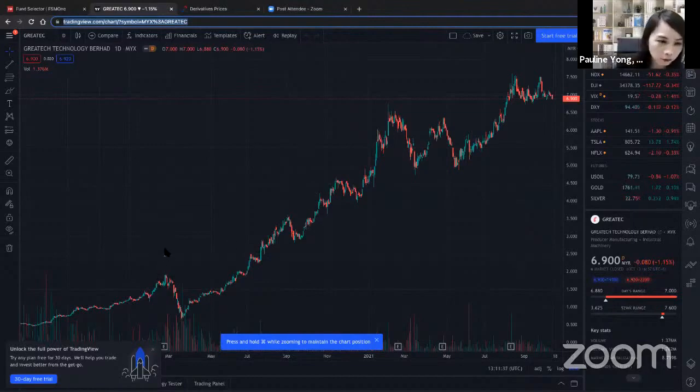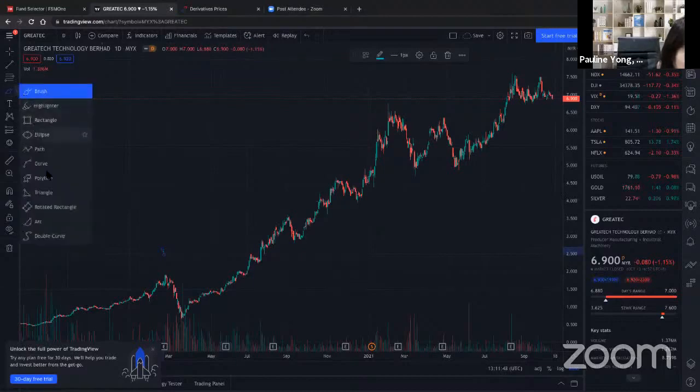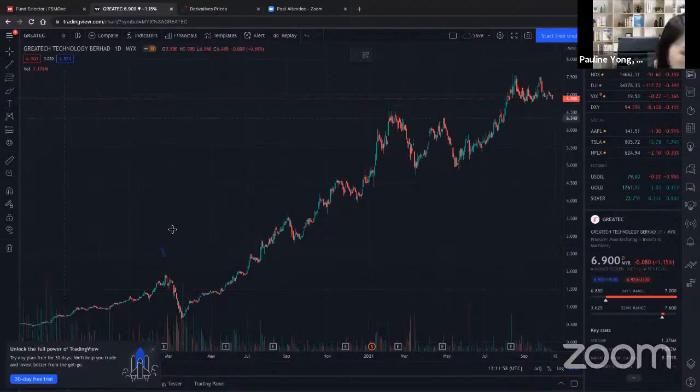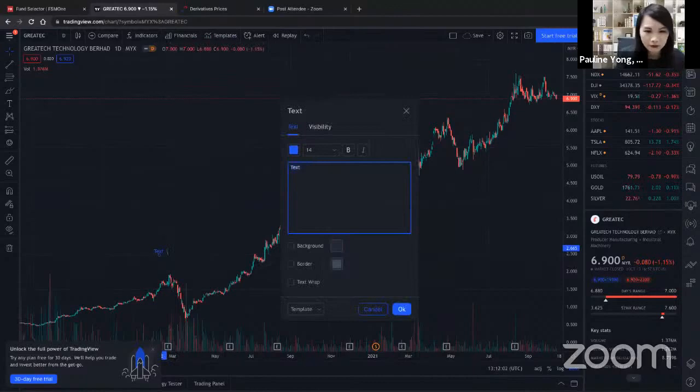So wave number 1, let me see if I can draw here. Brush, highlighter. Text. Okay, so text is here. Yeah, then it will take a long time. Okay, never mind.